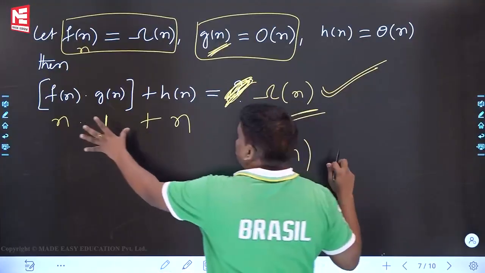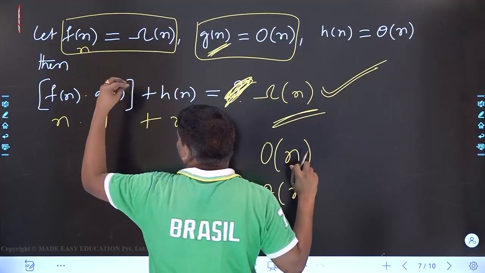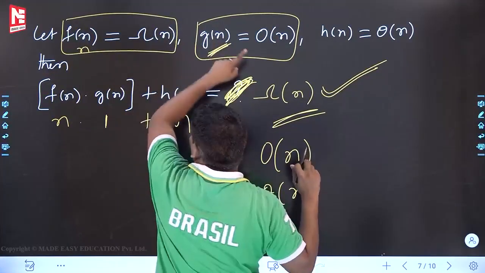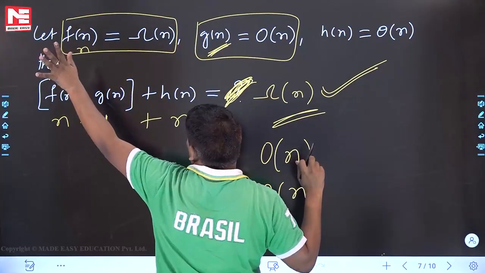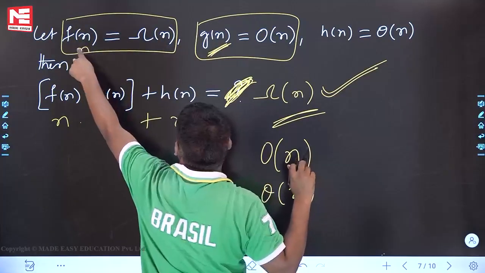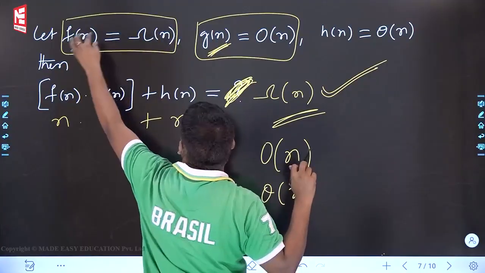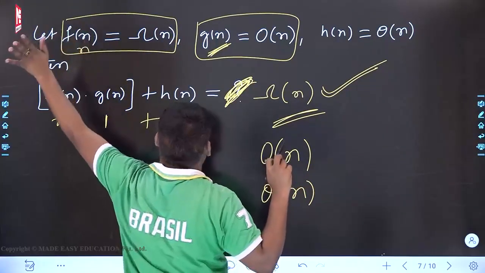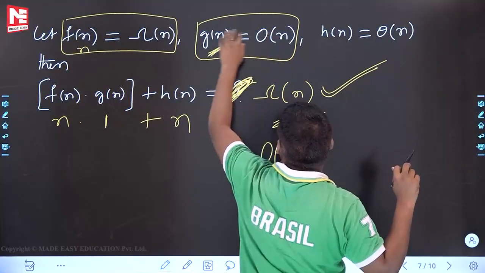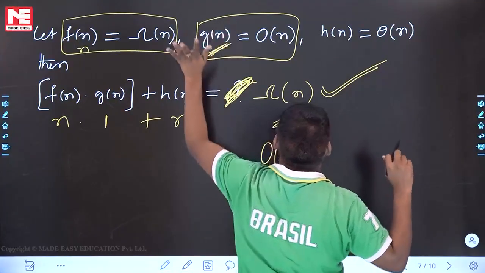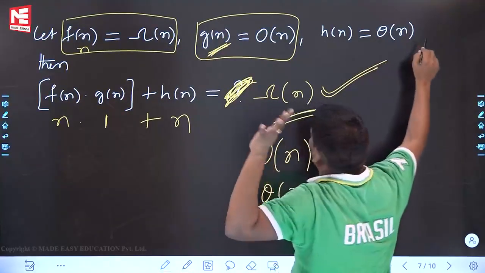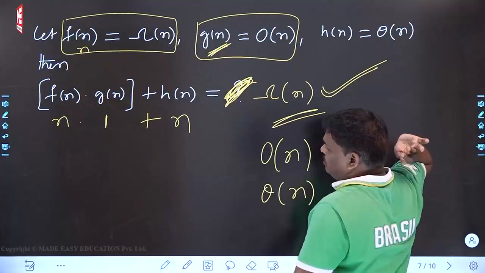Right? See this one. I am not saying increasing function, I am not saying decreasing. He has not mentioned anything in the problem. See this one. F of n is omega of n. What is the meaning? F of n will be either n or more than n. G of n is big O of n. What is the meaning? G of n will be either n or less than n. H of n is equal to theta of n. These are the only things he mentioned.